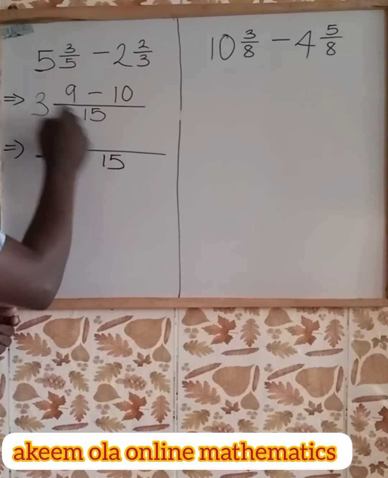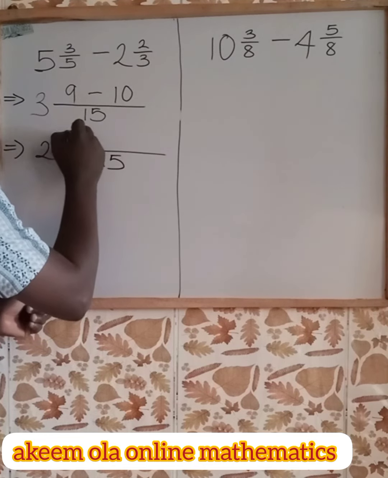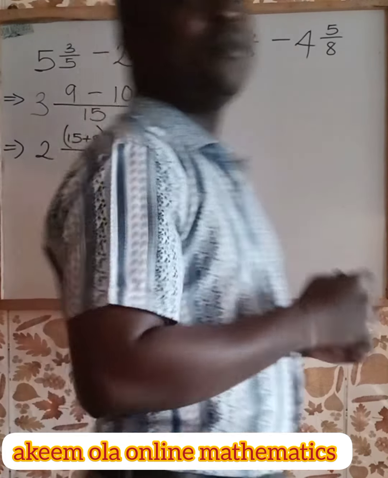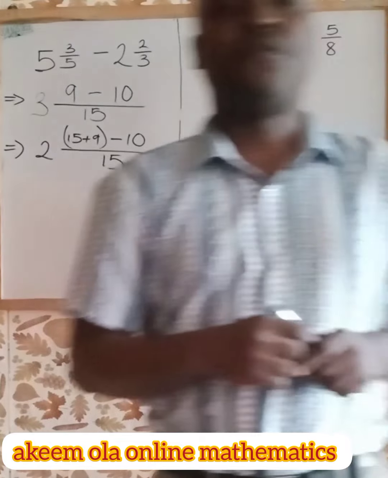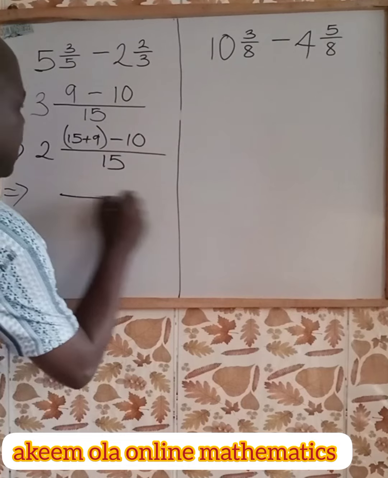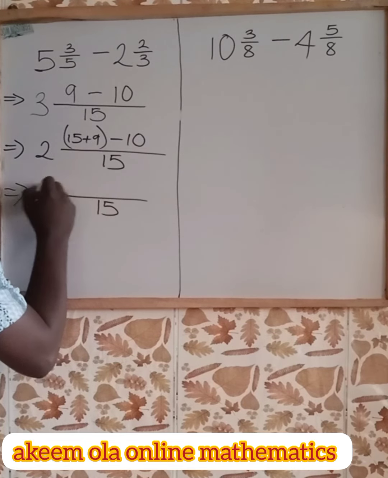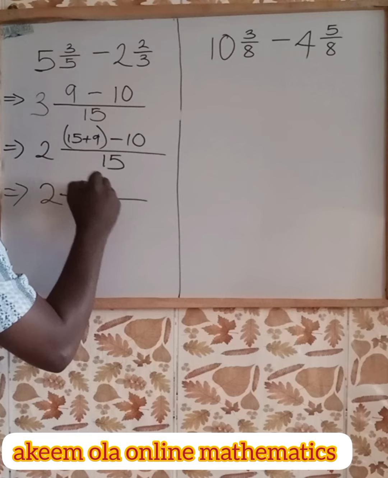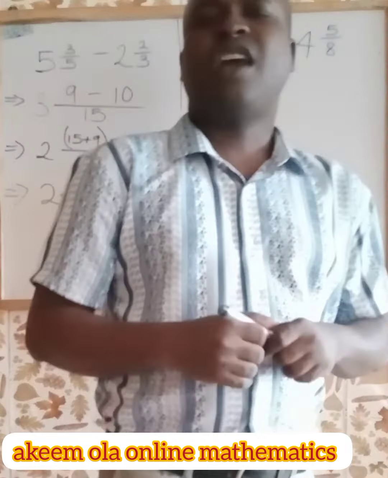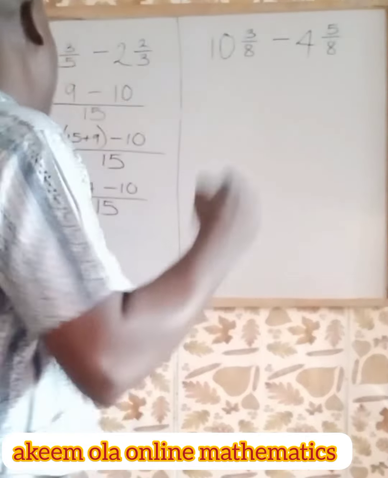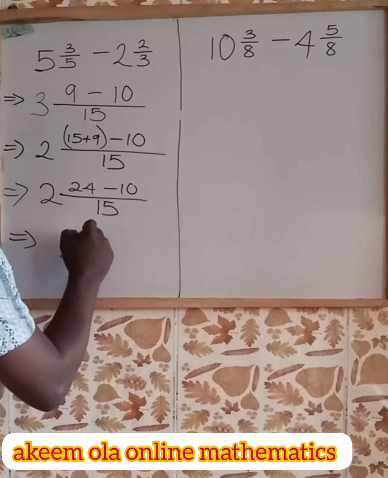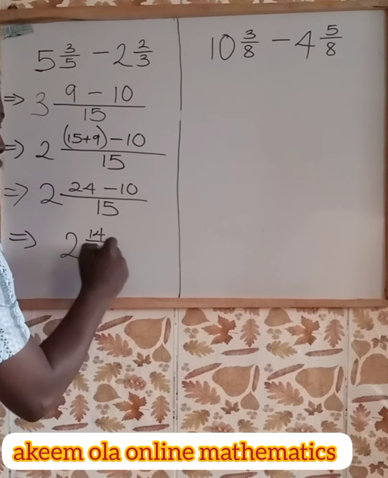So the 1 times 15 is 15. Then we have 15 plus 9 minus 10. 15 plus 9 will give us 24. So we are going to have from here the LCM line, we have our 15. So we are going to have 2 whole number, then 24 minus 10. What is 24 minus 10? That will of course give us 14. So our final answer now will be 2 whole number 14 all over 15.